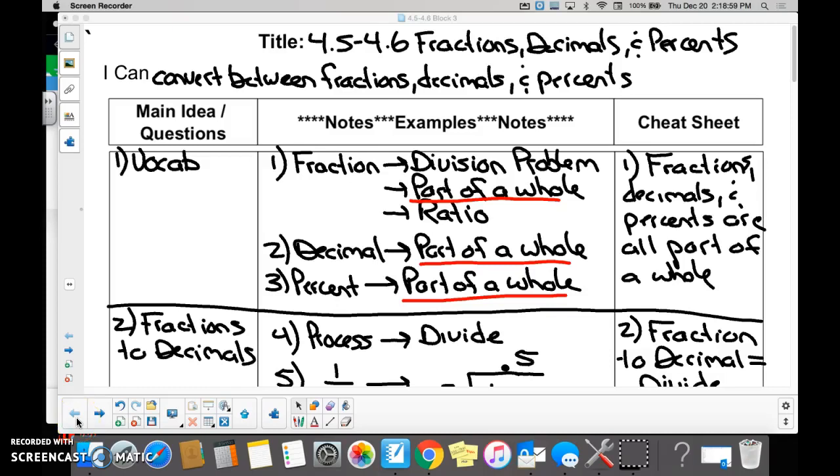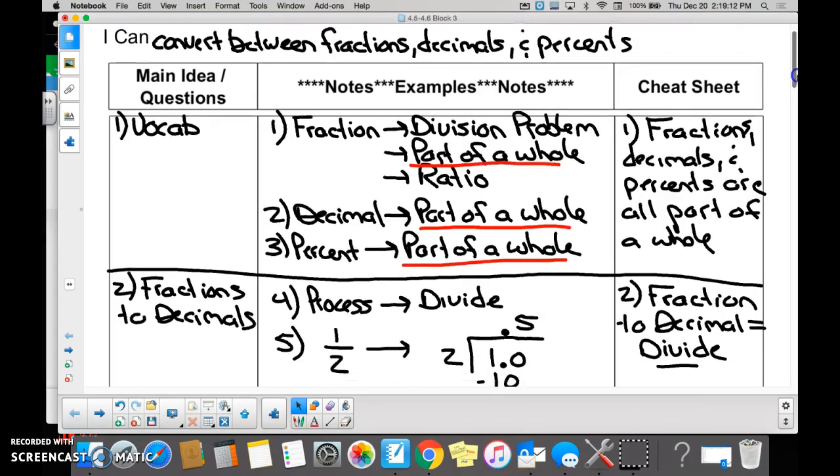4.5 to 4.6, fractions, decimals, and percents. I can convert between fractions, decimals, and percents. Yes or no, can you? Yes! A fraction, a decimal, and a percent are all what, everybody, on the count of 3? 1, 2, 3.